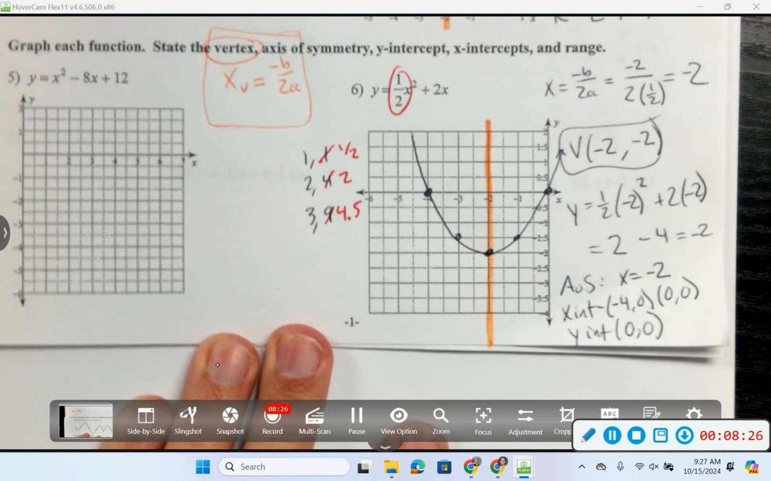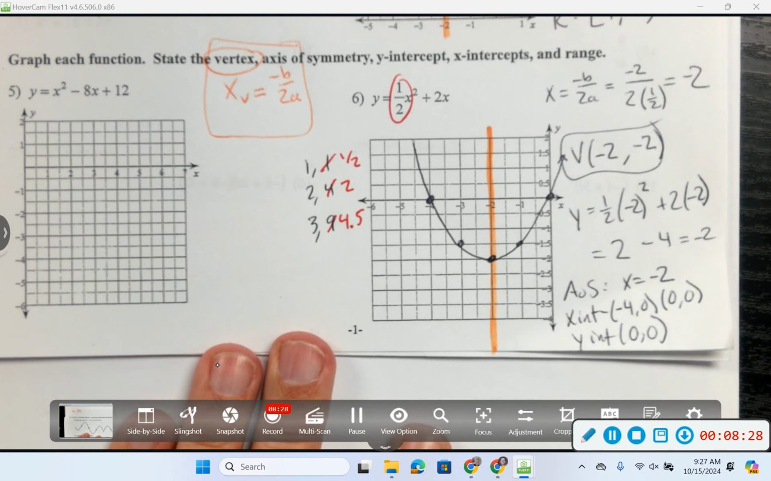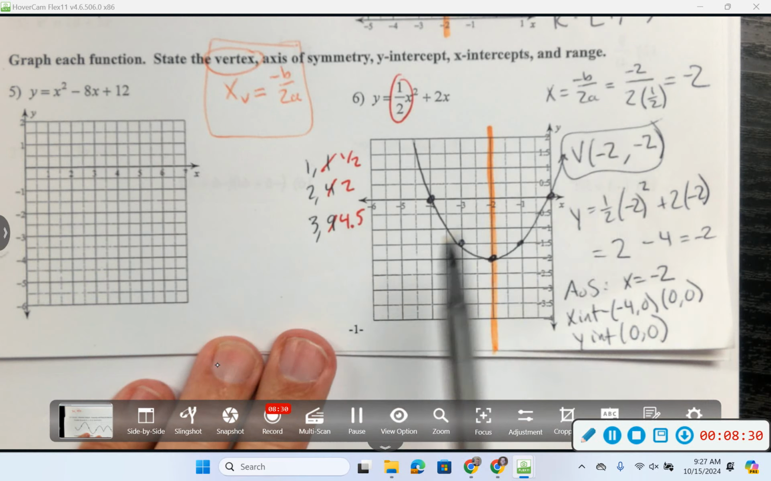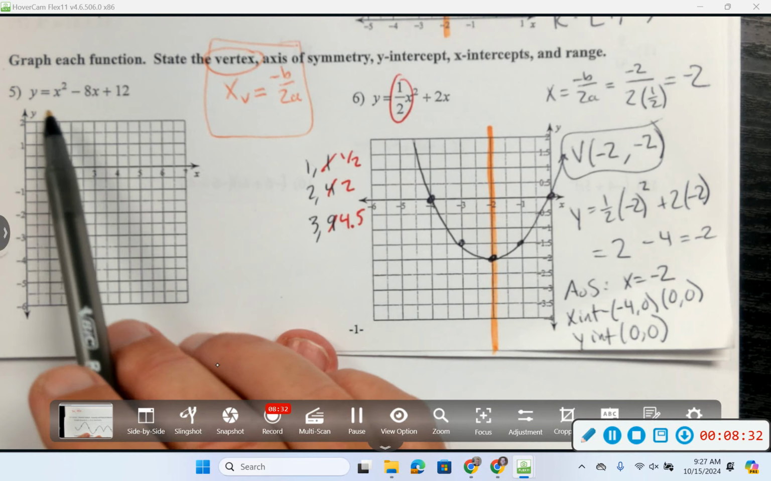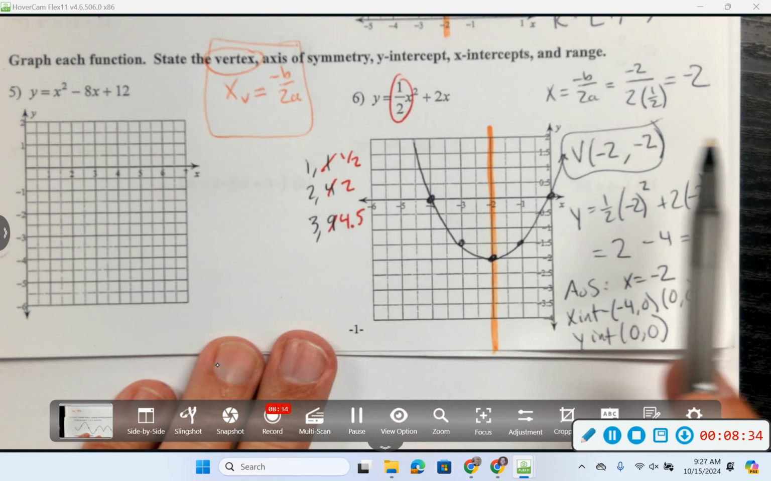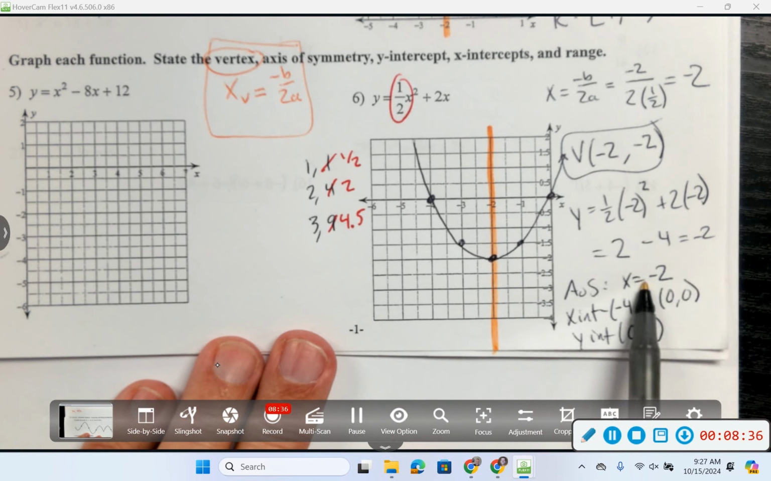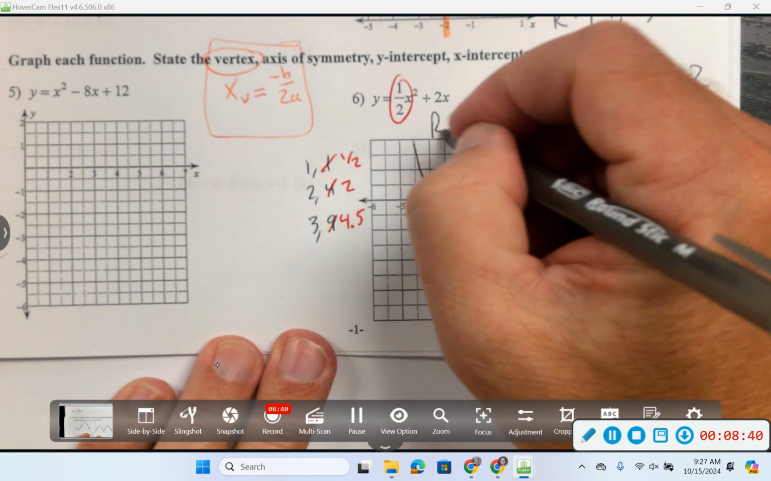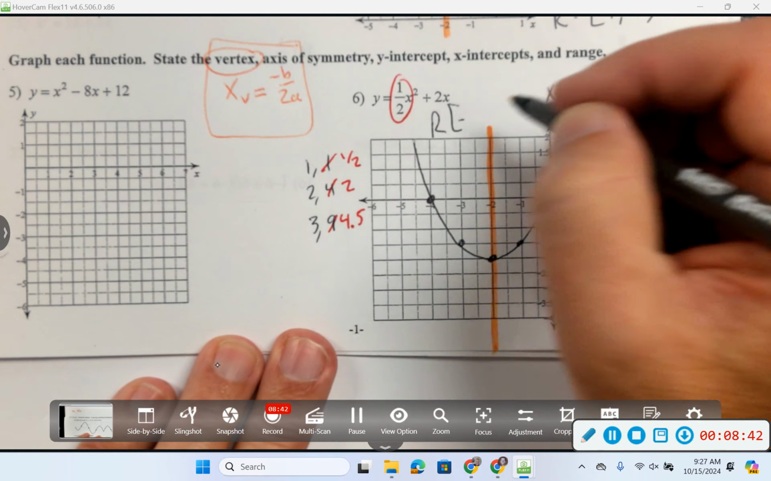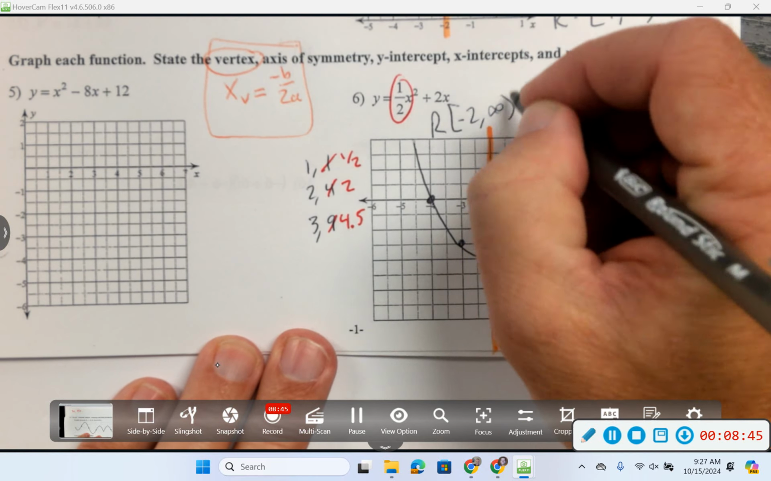Okay. Again, always a good idea to check your directions and make sure you answered things, especially on problems where they ask 4 or 5 different things. Graphed it, yes. Vertex, axis of symmetry, y-intercept, x-intercept. Oh, still didn't do the range. So range would be negative 2 to infinity.